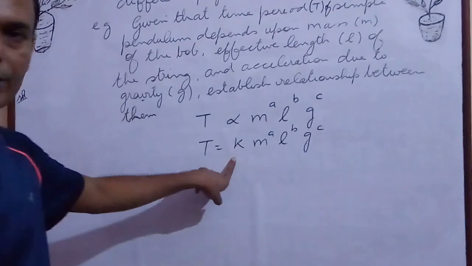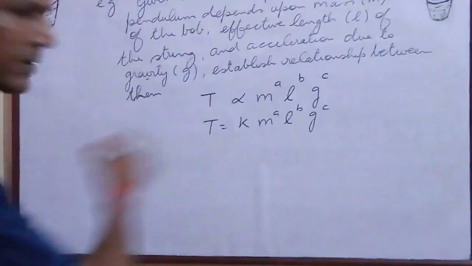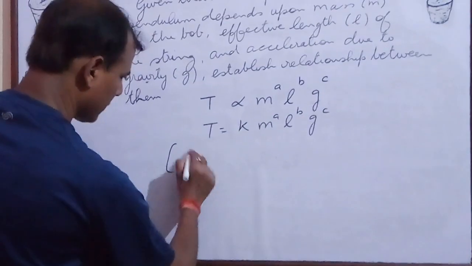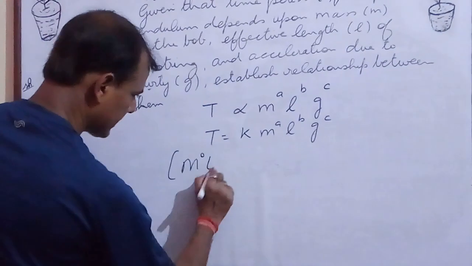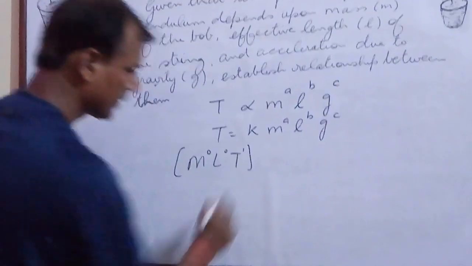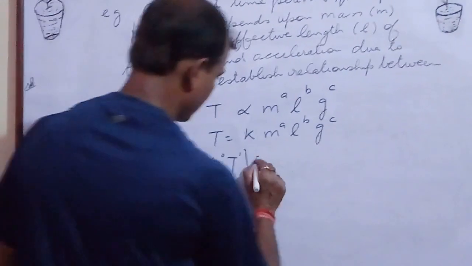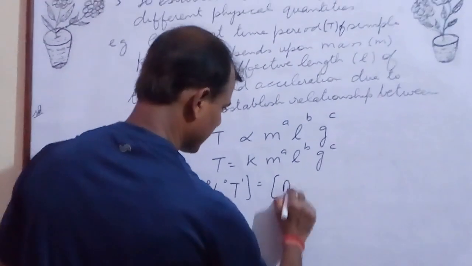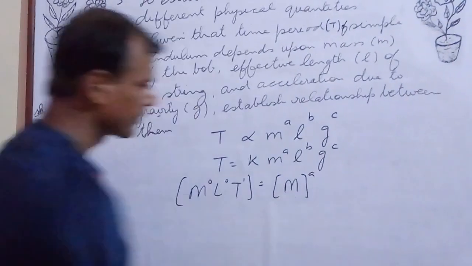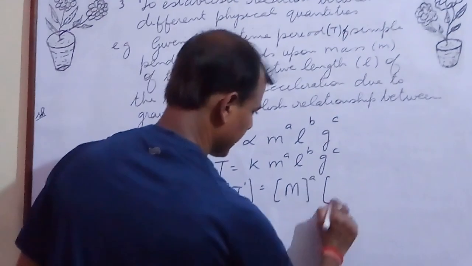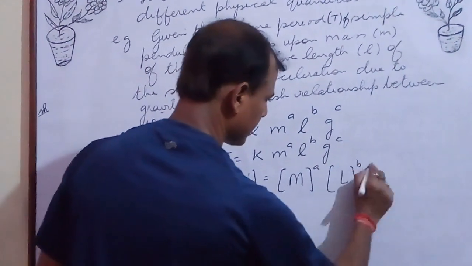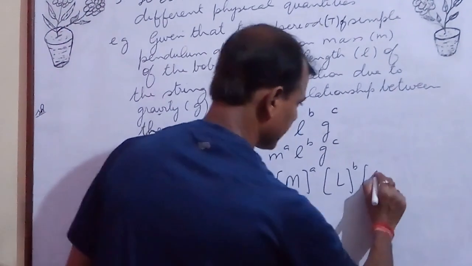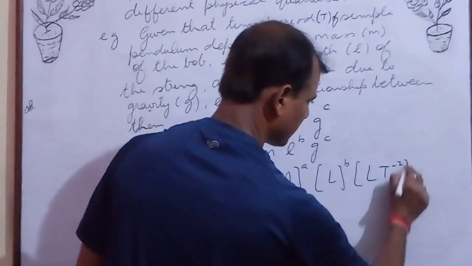Now we write the dimensions of all these quantities on both sides. This is the time period T, so its dimension is M^0 L^0 T^1. This is the LHS, the left hand side. The constant, I told you, has no dimensions. M is the capital M, the dimension of mass, to the power a. Length is L to the power b. g is acceleration due to gravity, and its dimensional formula is LT^-2, so it is (LT^-2) to the power c.